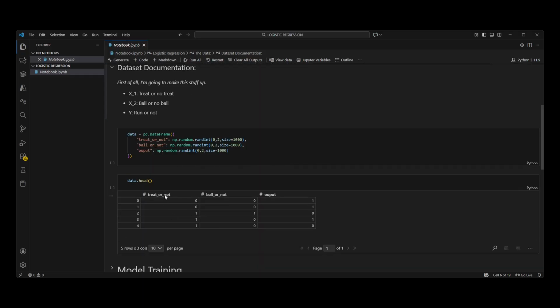So here's a look at that. Treat or no treat. You can see this is all zeros and ones. Ball or not, all zeros and ones. And output, whether or not the dog ran, is going to be zeros and ones as well.